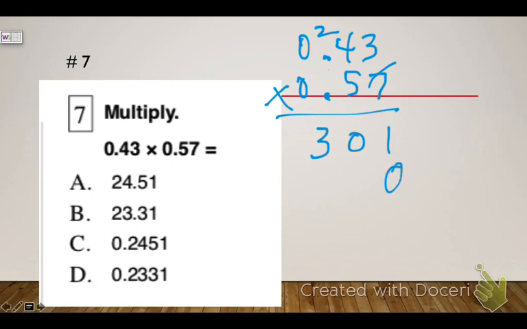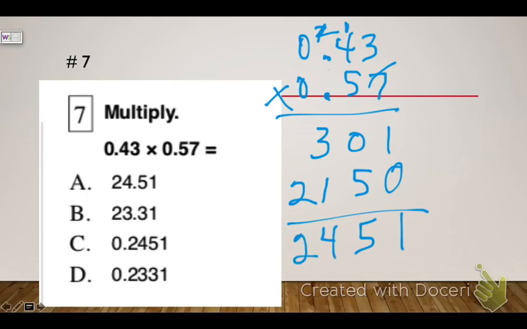We'll put a 0. 5 times 3 is 15. Cross the 2 out. Put a 1 above the 4. 5 times 4 plus 1 is 21. I also noticed that some of us would take 5 times 4 and we'd forget to add the 1. So you know what? Some of us are getting the right process. We're just not completing it correctly.